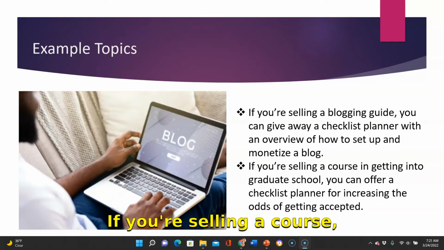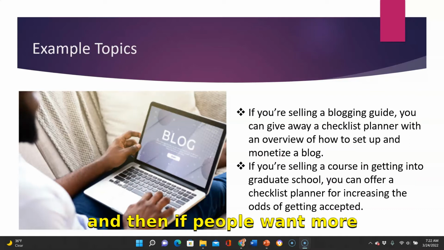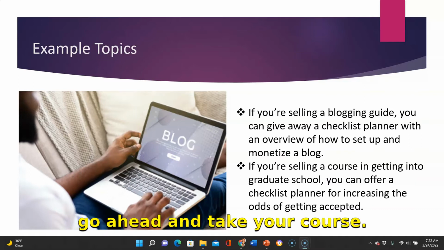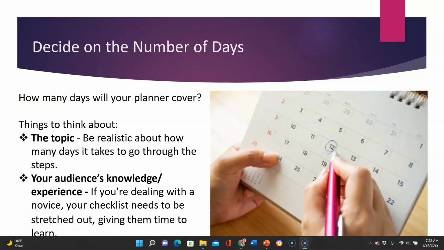If you're selling a course on getting into graduate school, you can offer a checklist planner for increasing the odds of getting accepted as a freebie. And then if people want more tips or strategies, they can go ahead and take your course.